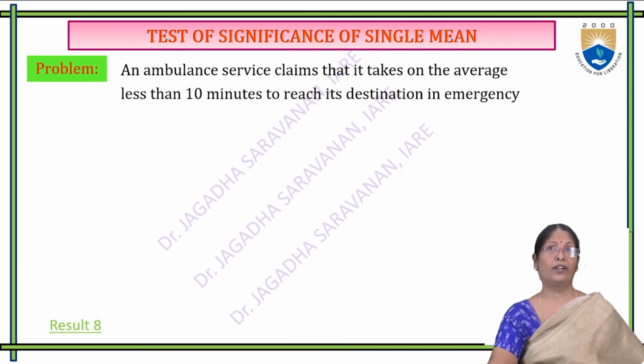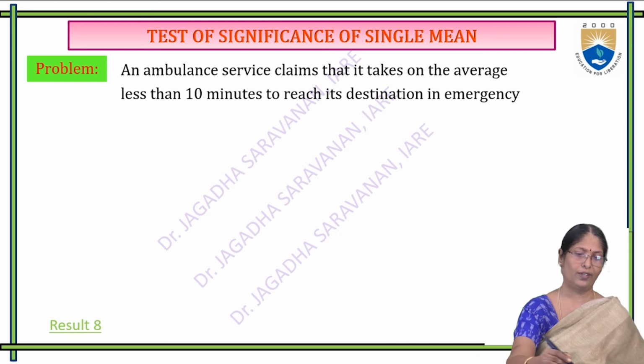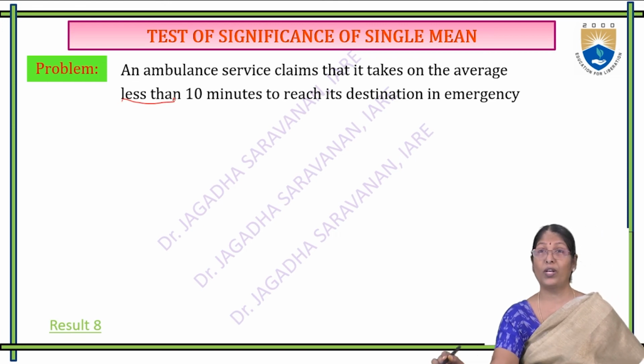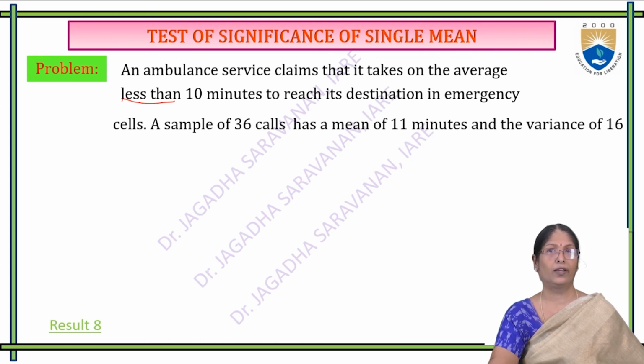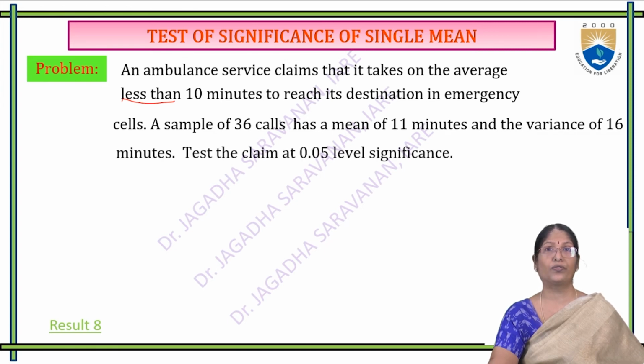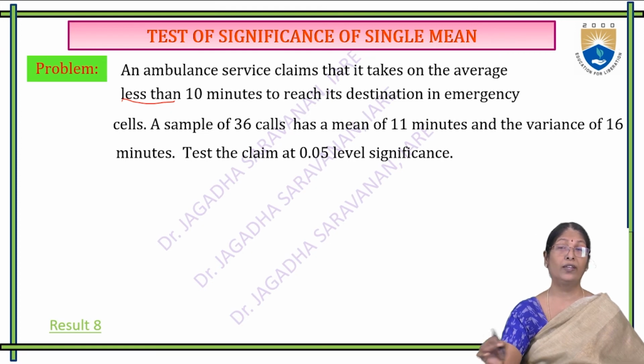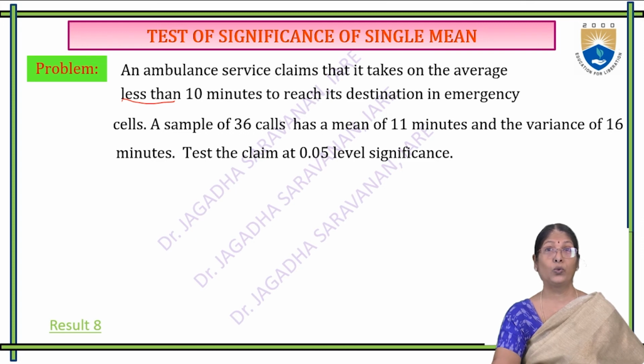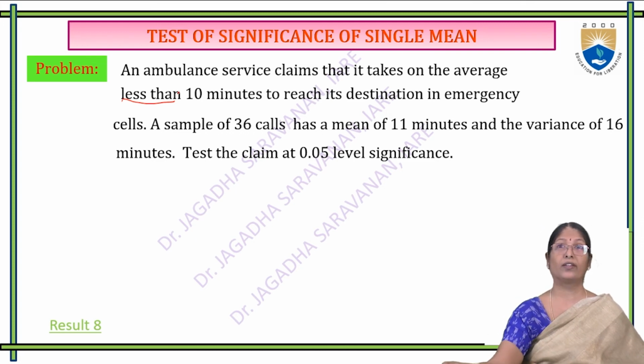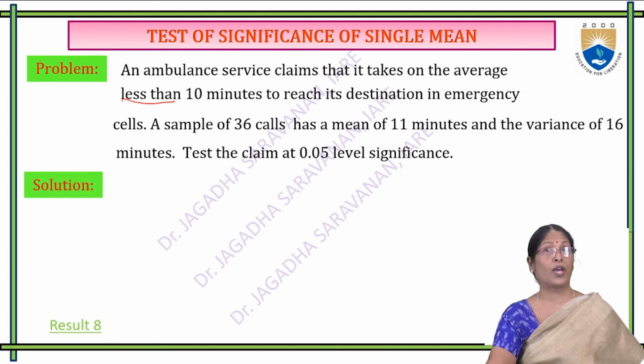So we can see the next problem. An ambulance service claims that it takes on the average less than 10 minutes to reach its destination in emergency calls. A sample of 36 calls has a mean of 11 minutes and a variance of 16 minutes. Test the claim at 0.05 significance. Here in this particular problem, we can't take a two-tailed test because the claim is rejected in such a way that it is less than. So we have to strictly move towards the left tail.